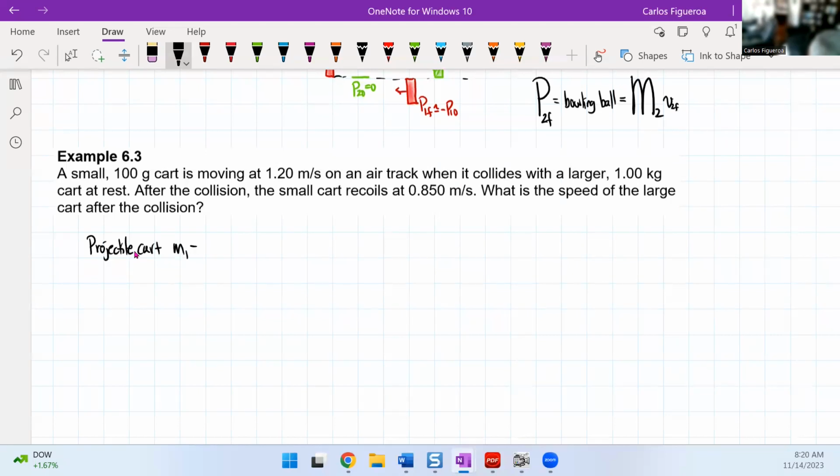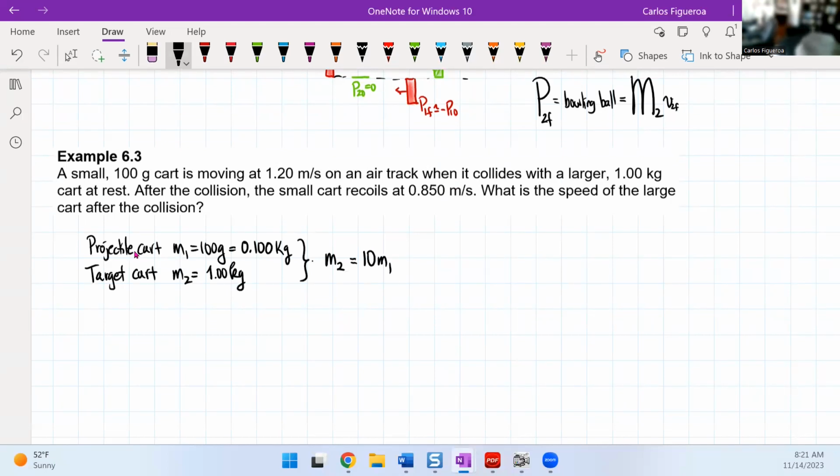So what you're seeing here is that we have a projectile cart whose mass, M1, is 100 grams, which is 0.1 kilograms. And we have a target cart, which is M2, and that is 1 kilogram. So right away, you can see that M2 is equal to 10 times M1.